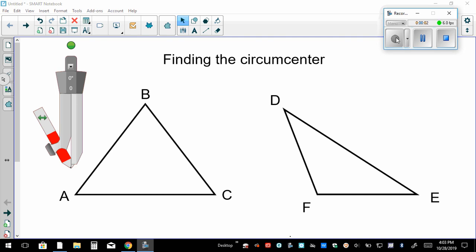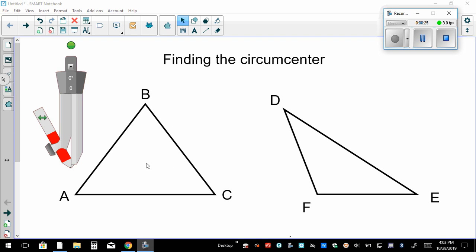Okay, you guys, we're going to extend what we talked about yesterday on finding the circumcenter of a triangle. And I've got two different triangles here. And remember, the circumcenter is where the perpendicular bisectors from all three sides of the triangle intersect. That's going to be your circumcenter of the triangle.